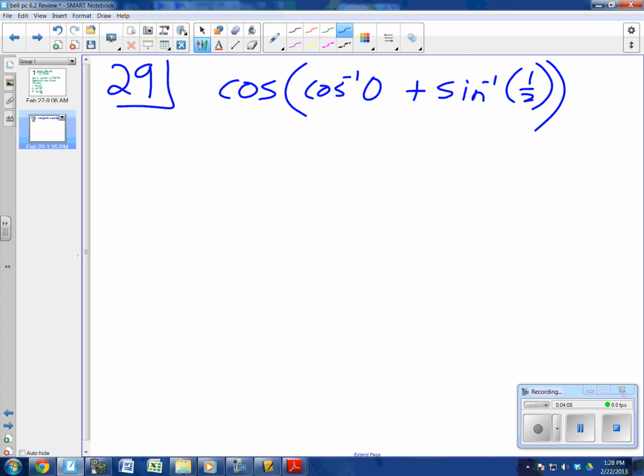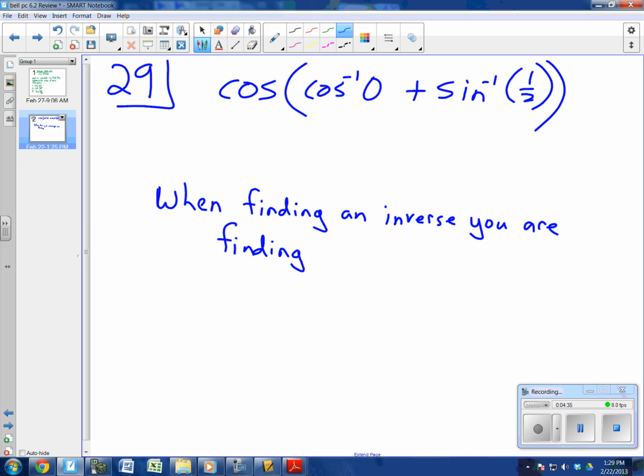You know, I want everybody to write this on your 3x5 card. If you don't have a 3x5 card, write this in your notes, okay? When finding an inverse, you are finding, it's probably not the best way to say it, but you are finding an angle. That's all we're looking for when we're finding an inverse, is an angle.